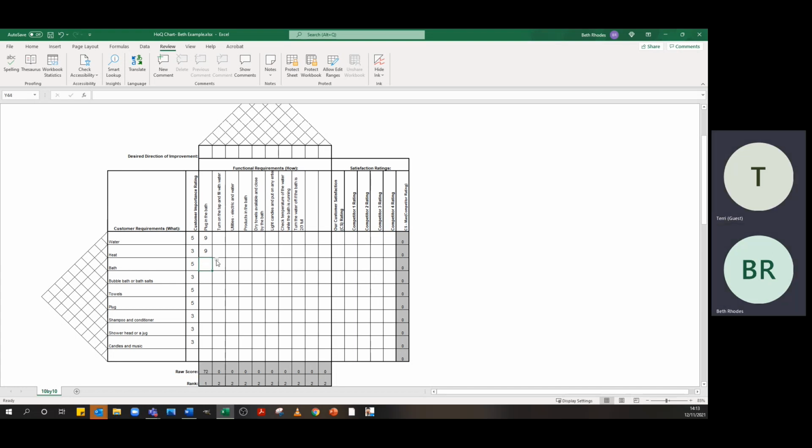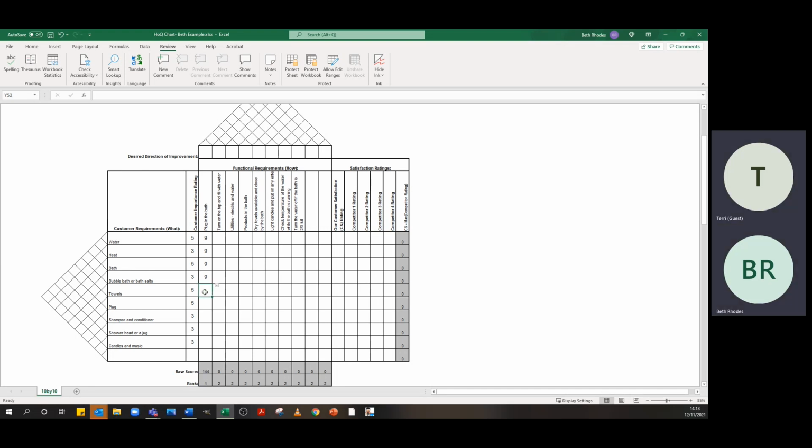What about the physical bath to the plug in the bath? Well, there's no plug in the bath without a bath, so it's a 9. Fantastic. So what about plug in the bath to bubble bath or bath salts? Again, I think that it's a 9 because you're pouring them to nowhere if there's no plug.